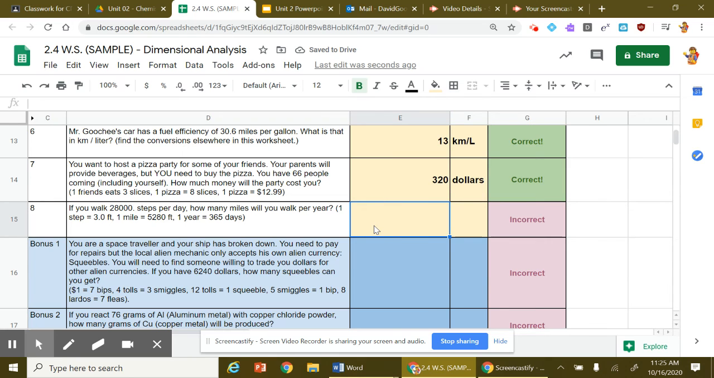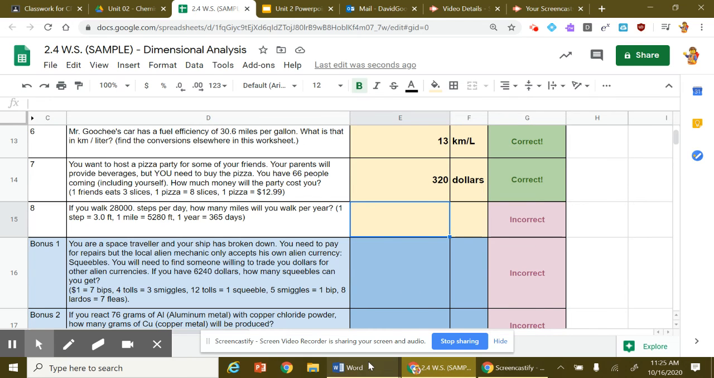Oh God, you made it this far. Okay, here we go. If you walk 28,000 steps per day, how many miles will you walk per year? If you walk 28,000 steps per day, that's a lot of steps. How many miles will you walk every year?